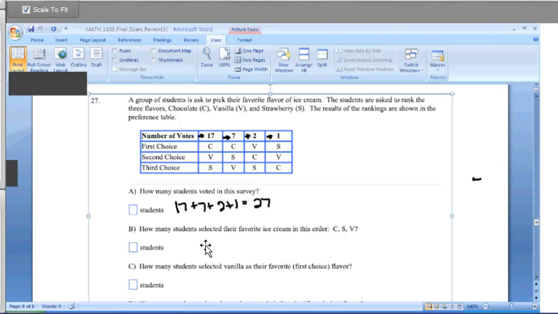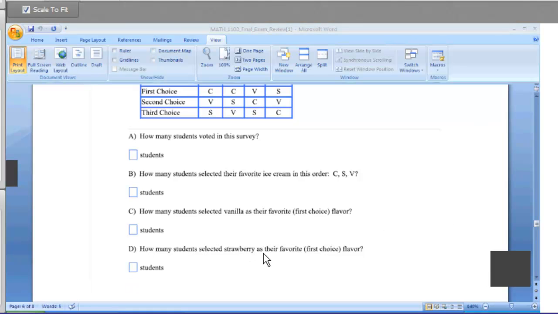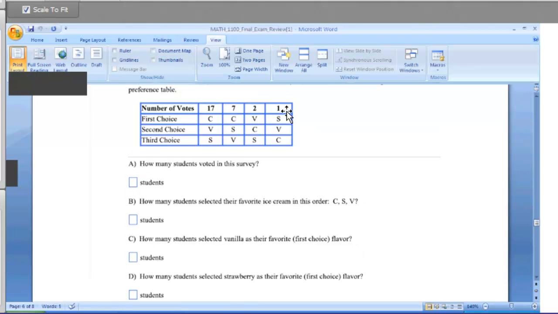And then how many students selected their favorite ice cream in this order? So chocolate, strawberry, vanilla. Chocolate, strawberry, vanilla is right here. So 7. How many students selected vanilla as their favorite flavor? Well, this is the only column that has vanilla as their favorite flavor. So 2 students. And then how many students selected strawberry as their favorite flavor? If we look, strawberry being the favorite flavor only happened 1 time, so only 1 student.